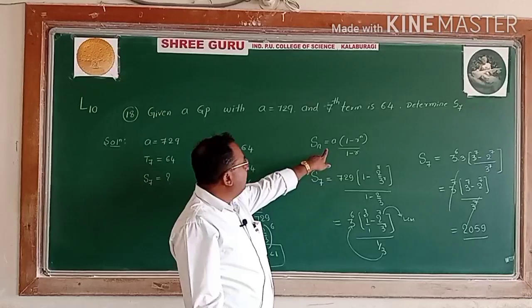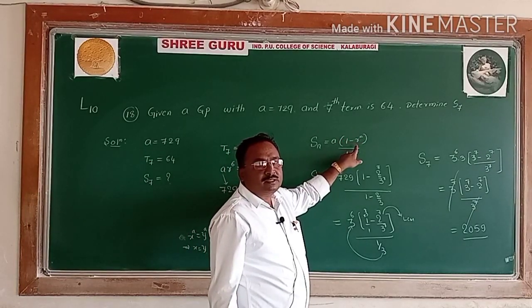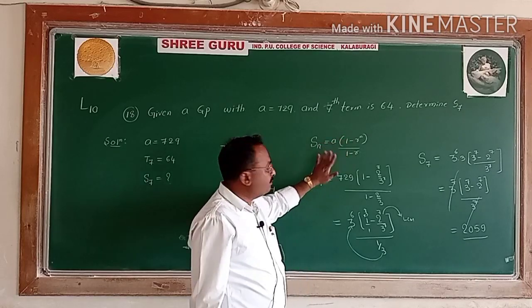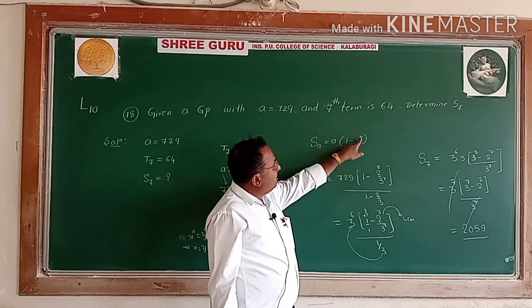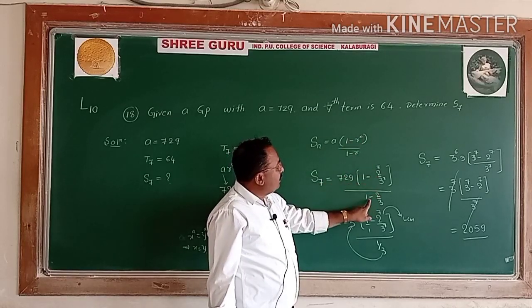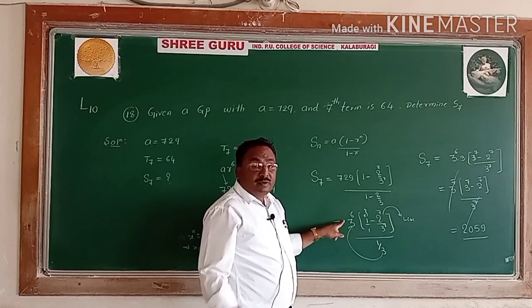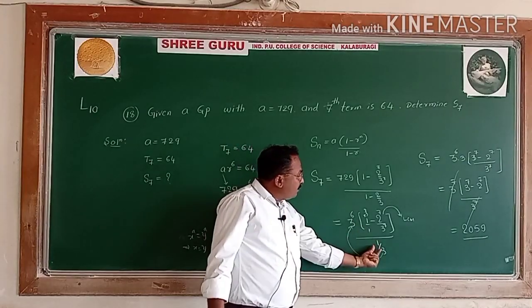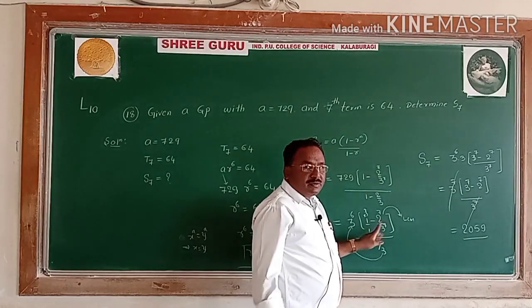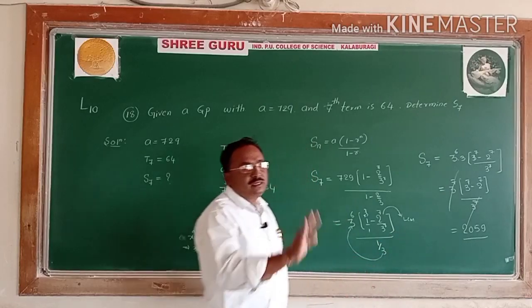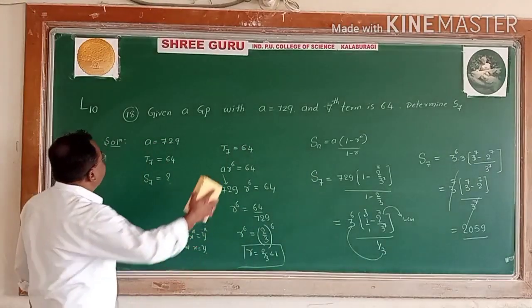Sn formula apply. Sn is equal to A into 1 minus R to the power n divided by 1 minus R. A value, R value, N value substitute. Here R is 2 by 3, power N is 7. 1 minus 2 by 3 is what? 1 by 3. 1 by 3 take up 3 by 1. 3 power 6, 1 3, 3 power 7. And LCM is 3 power 7. 3 power 7 get cancelled. Simplify. That is the 2059 is the answer.